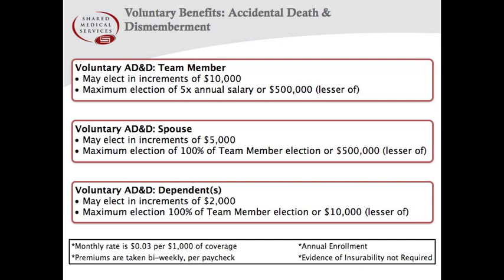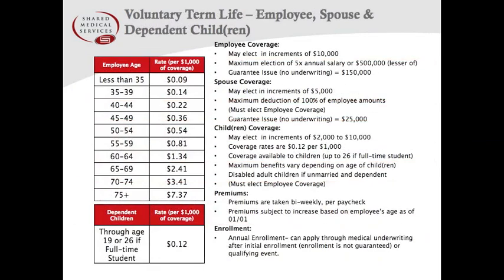total election, or $10,000. The annual enrollment period occurs generally in November or December of each year. During this time, team members can make changes to elections. No medical underwriting is needed for AD&D, which means no additional medical history is needed to have these elections approved. For voluntary life insurance, rates are based on an age range or age band as listed here.